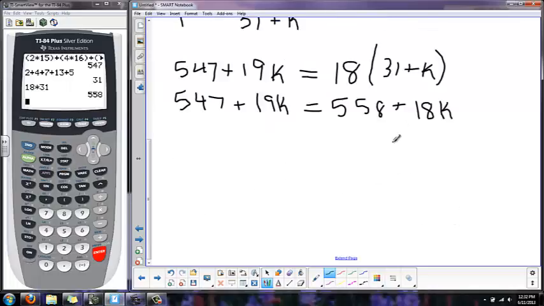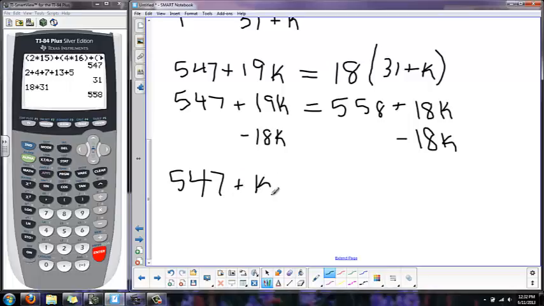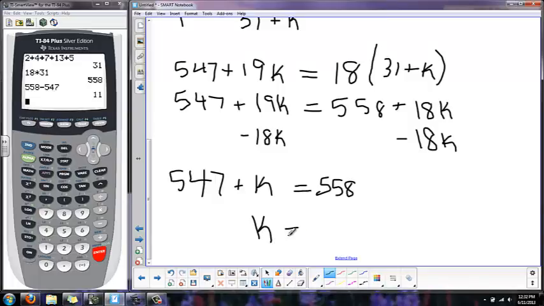Now, I have variables on both sides of my equation right now, and I want to get them next to each other. So I'm going to subtract 18K on both sides. 19K minus 18K just leaves me with 1K, which is awesome. 547 plus K is equal to 558. So now I'm going to go ahead and subtract that 547 from 558. 558 minus 547. Hit enter, and K is equal to 11.